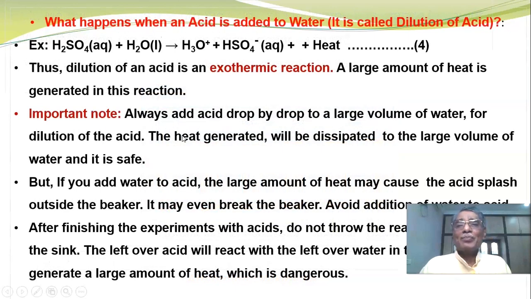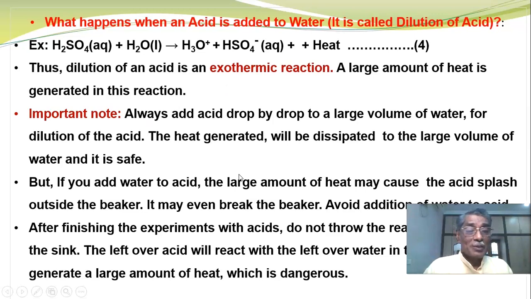Now let us see what happens when an acid is added to water. It is called dilution of acid. For example, if you want to dilute sulfuric acid solution, this is the reaction. H2SO4 (aq) + H2O (l) gives H3O+ ions, hydronium ions, and HSO4- ions (aq), plus heat. Thus, dilution of an acid is an exothermic reaction. A large amount of heat is generated in this reaction.